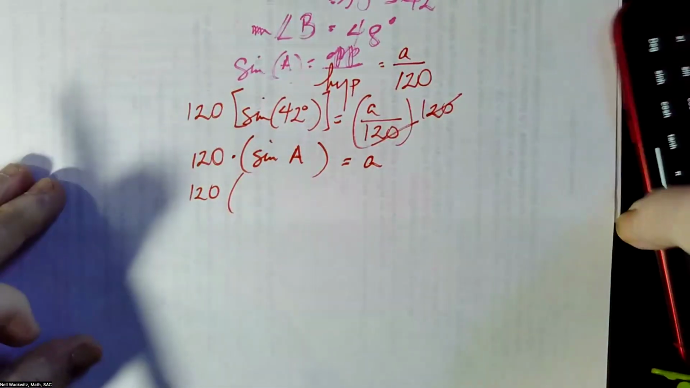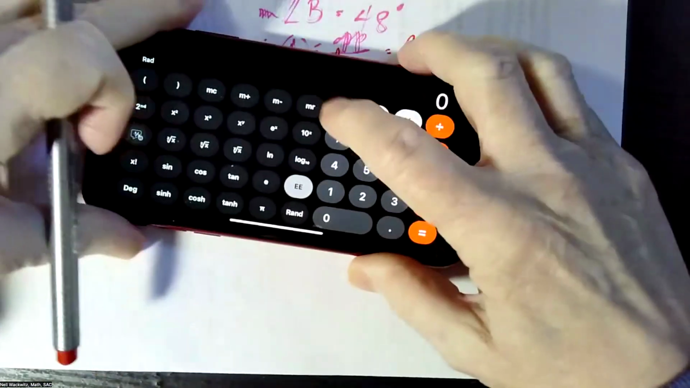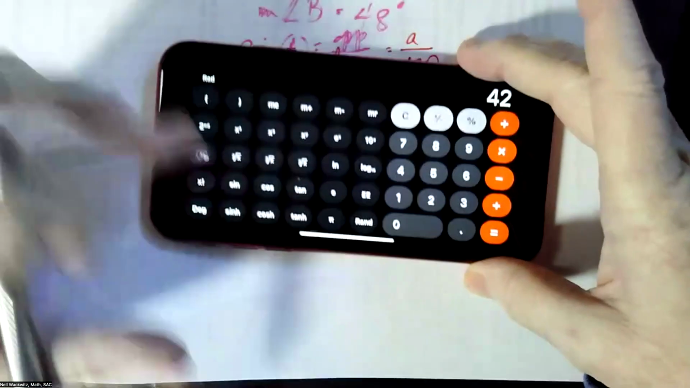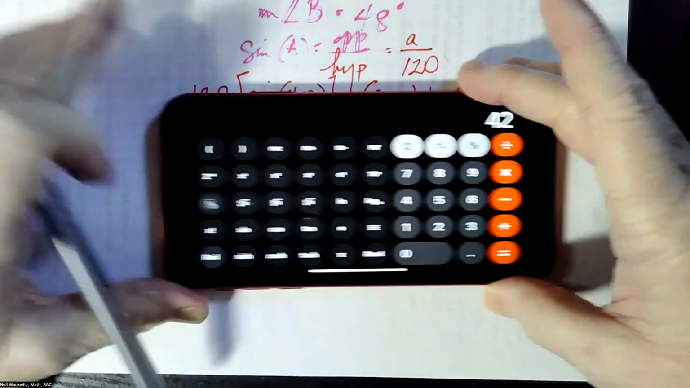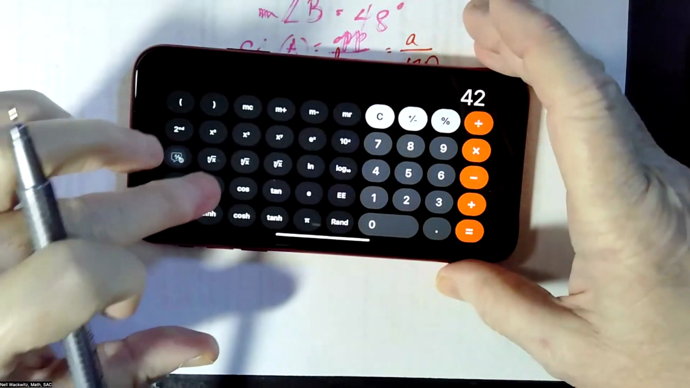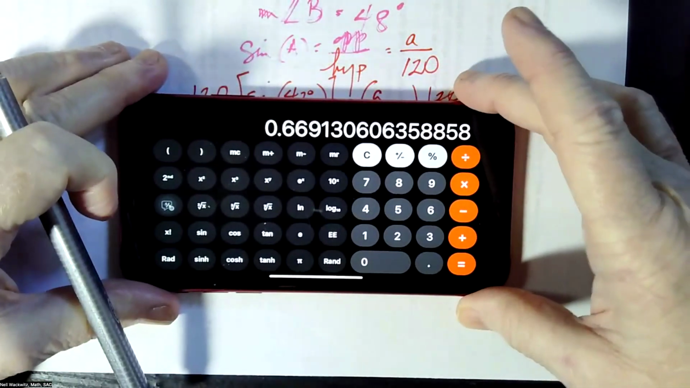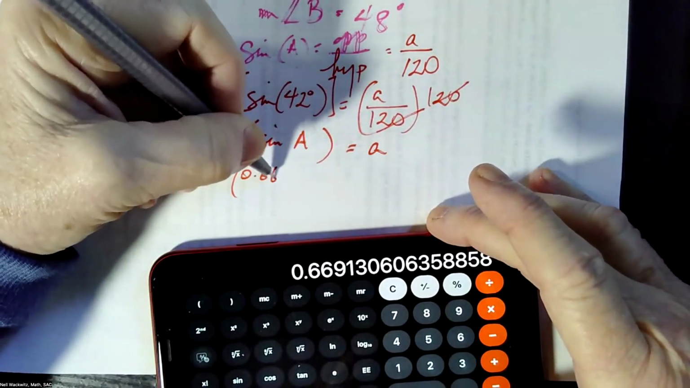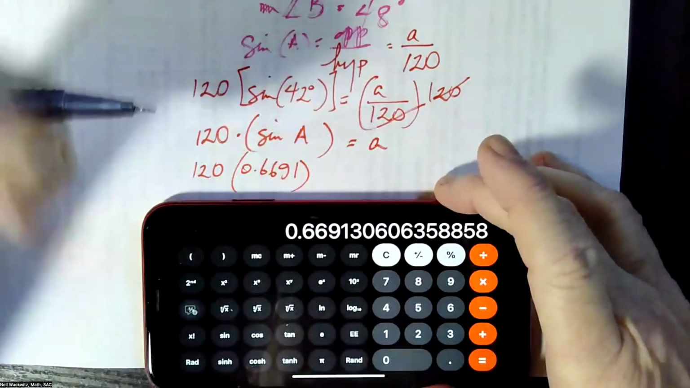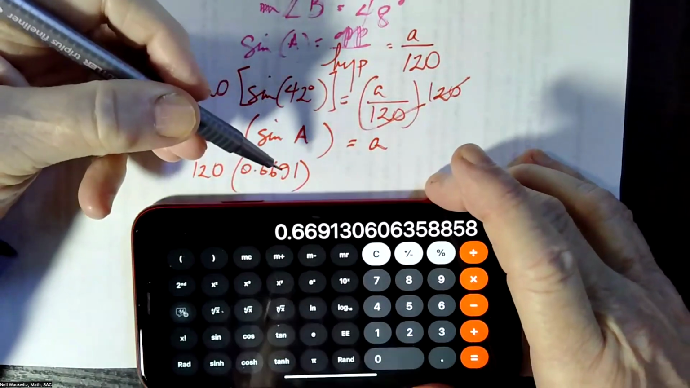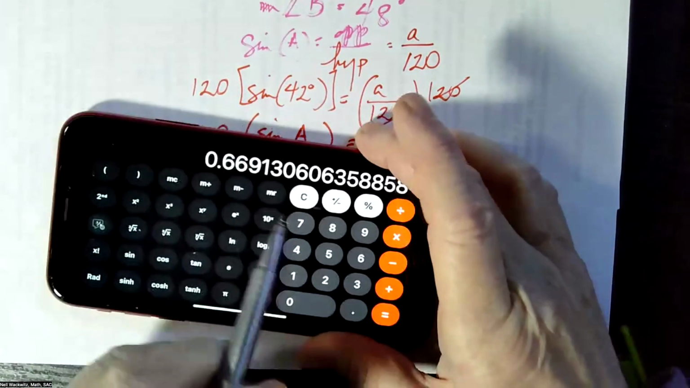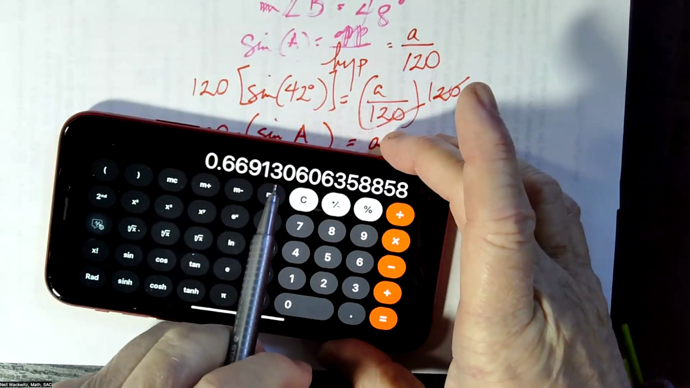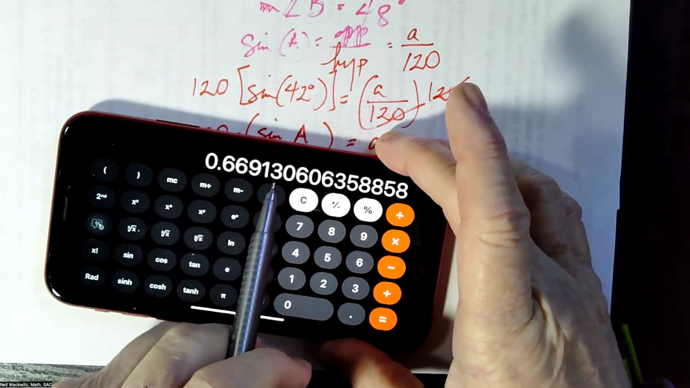Angle A is 42. 42, sine, and oh, I've got that radian thing showing, so take that away. Sine, we get 0.6691. So all trig functions go out to 4 decimal places. The 5th decimal place tells you whether to leave the 1 as it is or round up. 3 is less than 5, so I leave it.